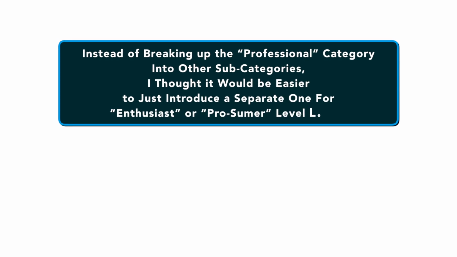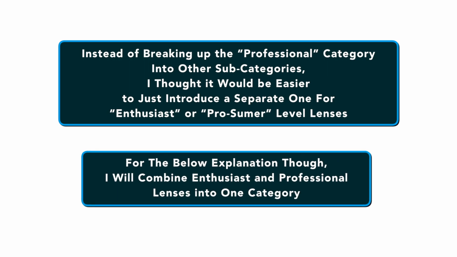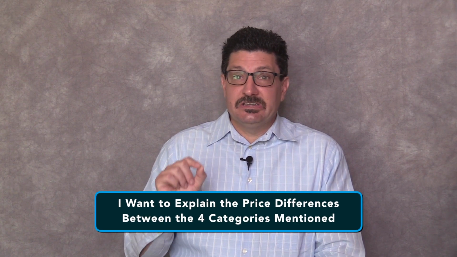Instead of breaking up the professional category into subcategories, I thought it would just be easier to introduce a separate one for enthusiast or prosumer lenses like I did. For the explanation below, however, I will combine the enthusiast and professional lenses into one category, for simplicity's sake. Now, I'm not here to talk about different lens categories in detail. I've actually done that in another video. I want to explain the price differences between the four groups that I mentioned earlier.